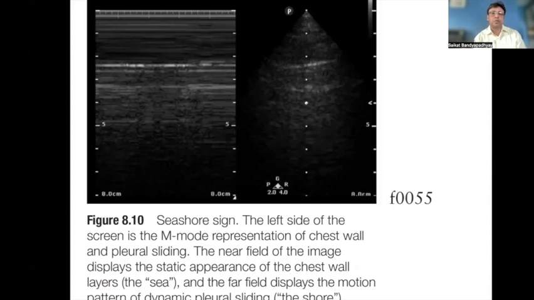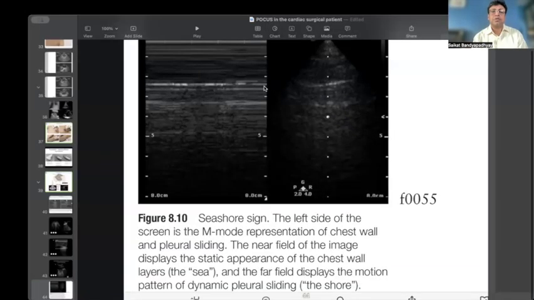So this particular seashore sign can be acquired by using M mode while you are using a phased array cardiac probe. And this image you are already acquainted with; I've told you about this. Once you get the bat wing pattern, and you can see the A lines and the B lines, once you get that image, you put an M mode on, and then you see something like this.